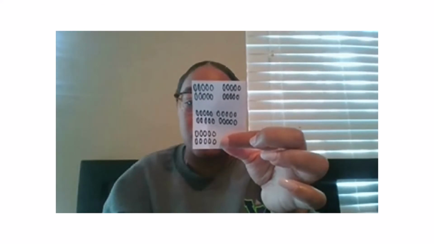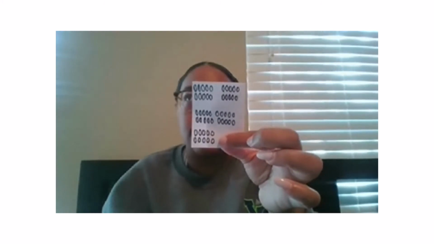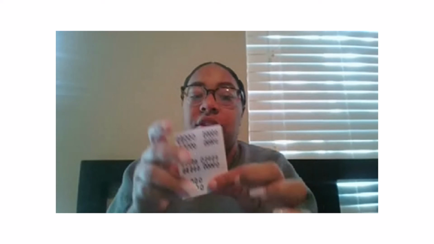Great job. 50 is the same as what? 5 tens. Great job. How many tens do you have right here? 5 tens. 5 tens is the same as what? 50. Great job. Next one.